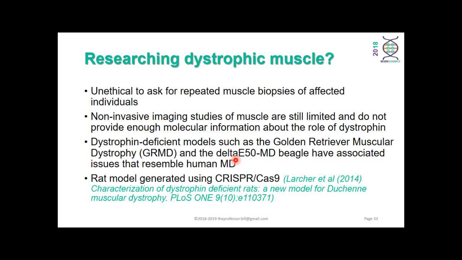Yes? I imagine there will be greater genetic differences. There could potentially be more genetic differences, which is why this Delta E50MD model was so exciting, because that does resemble the human situation. Yes? There could be more regulations. So definitely in terms of animal ethics research protocols, there are more regulations. It's harder to actually get an ethics approval. Yes, Leanne. It also takes much longer to grow a model than a mice model just because they have a longer life expectancy.